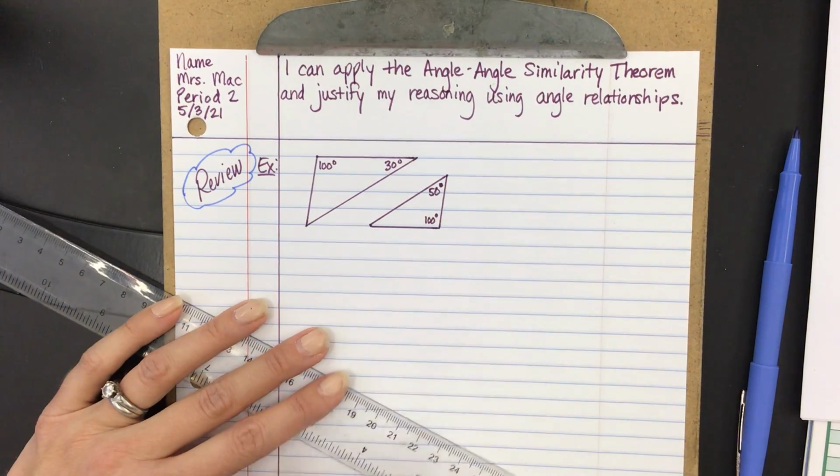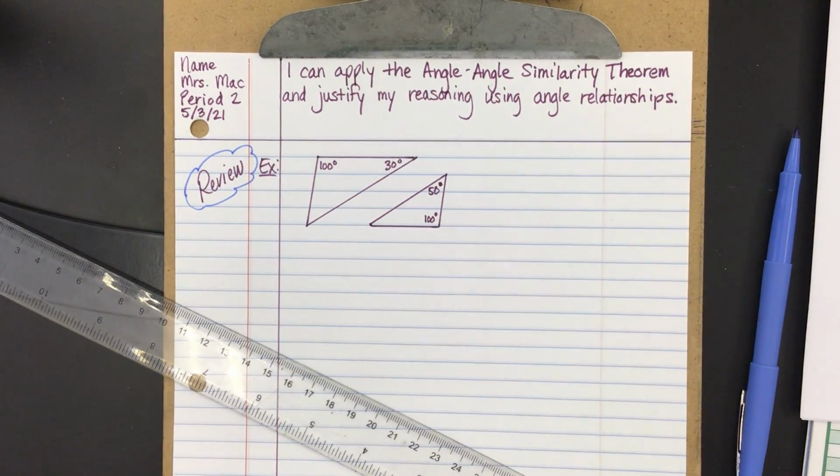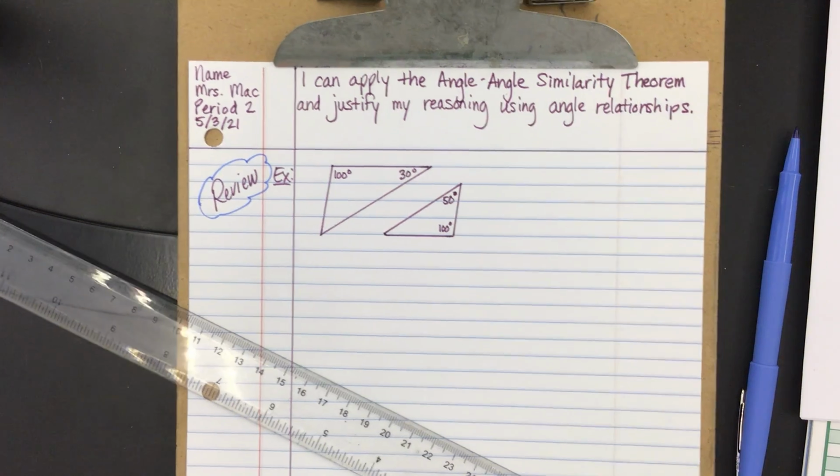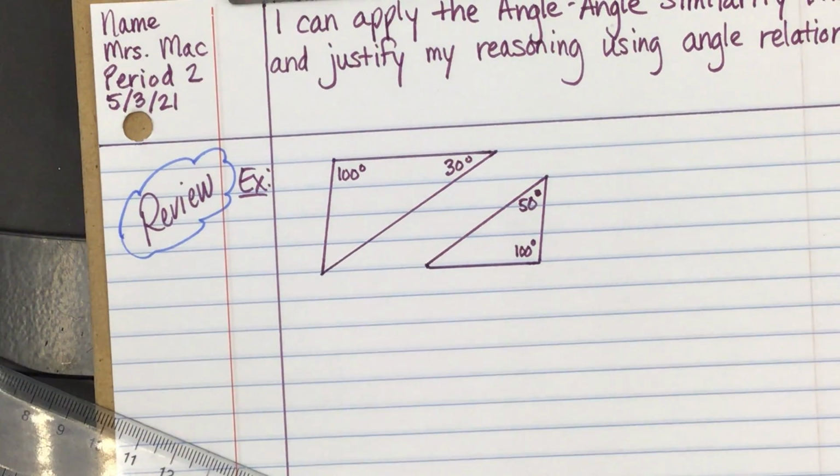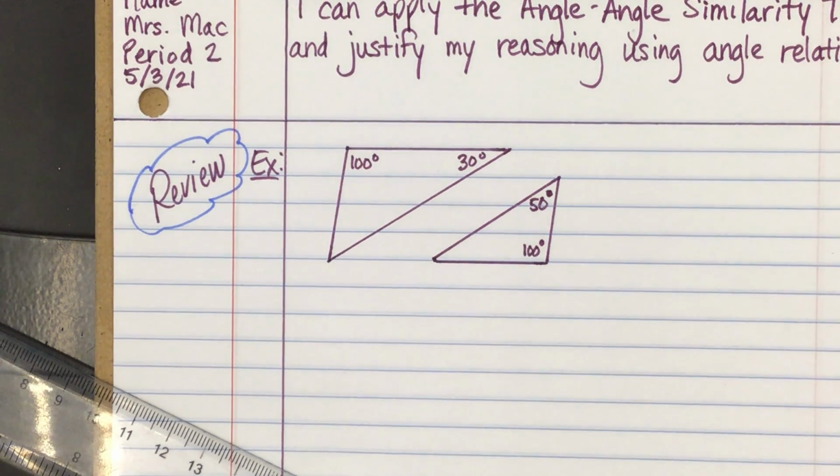All right. So angle similarity says that if there are two angles that are congruent, then we can conclude that those two triangles are similar. Now, to be similar, they have to have congruent angles. They can be different sizes, though. So see, this triangle is smaller than this triangle, but if they have all the same angles, then they are considered similar triangles, okay?